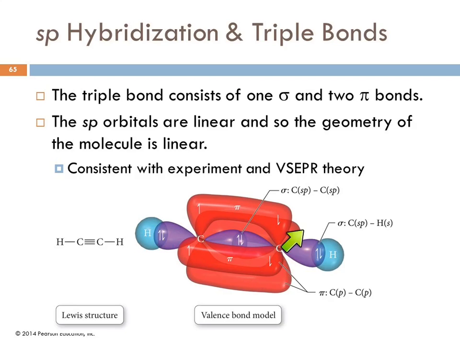And then we have 2 p orbitals that are left unhybridized. And so the py can overlap side to side with the py on the other one. And the pz can overlap with the pz on the other one. And so this is one pi bond over here and back there. And this is the other pi bond. 2 pi bonds, 1 sigma bond, triple bond. Any questions?